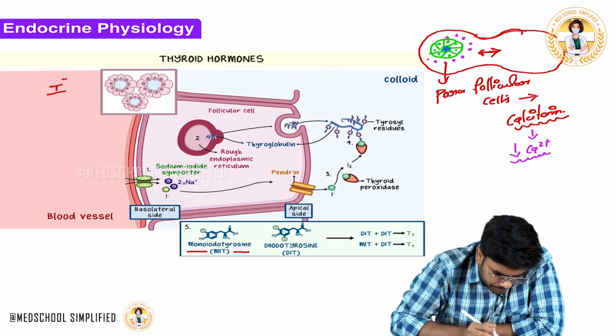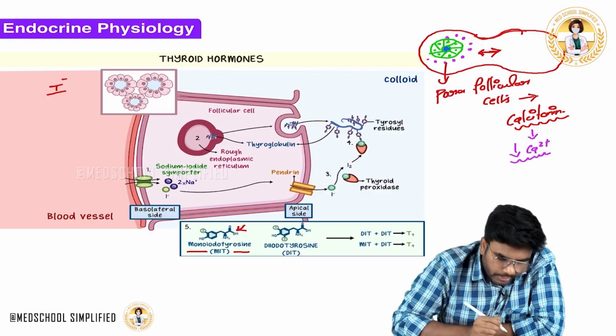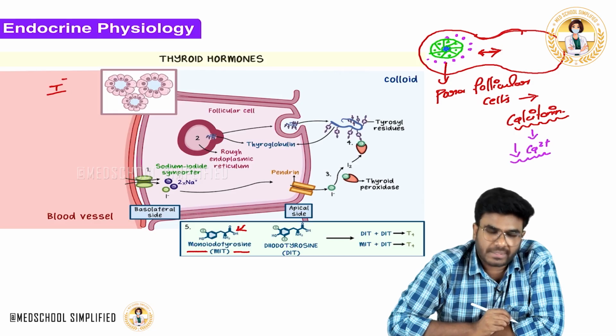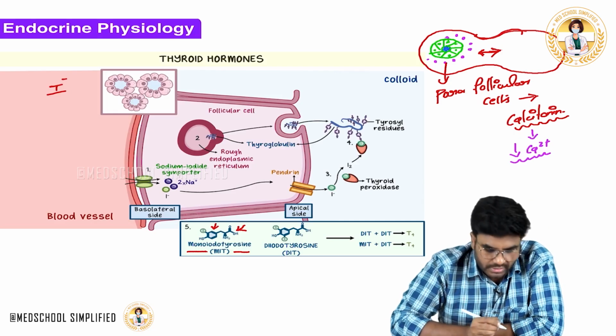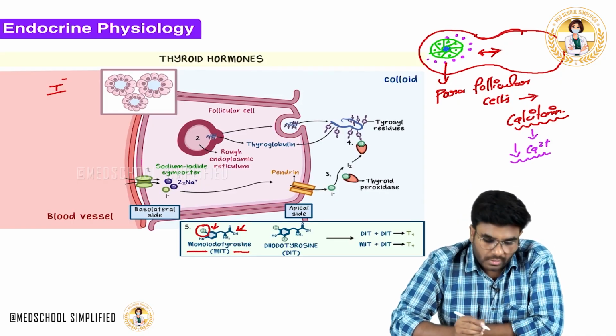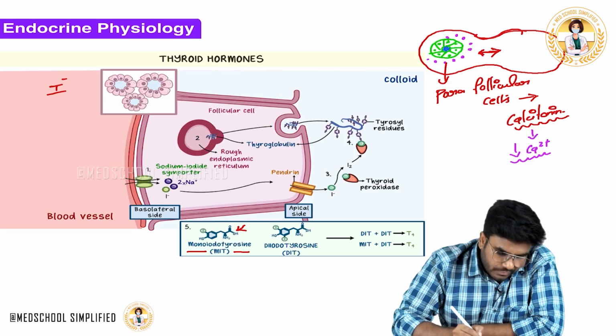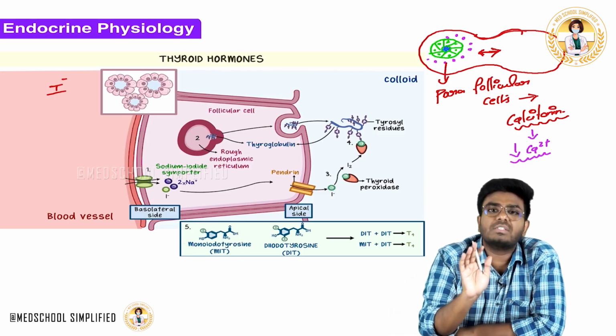See here. Now, this is a thyroglobulin molecule. In this thyroglobulin molecule, on this tyrosyl residue, there is only one iodine present. If only one iodine is getting organified onto a tyrosyl residue, then it is called monoiodotyrosine. So what is monoiodotyrosine?